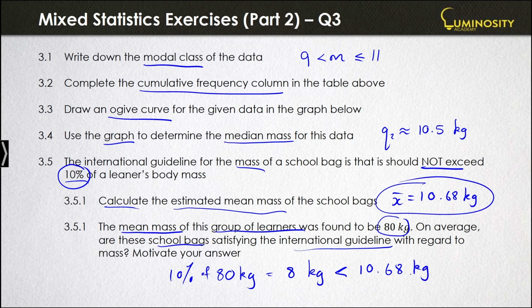So what can we conclude from this? Well, since the mass of the school bags on average outweighs 10% of the average student's body mass, we can say that this school is not satisfying the international guideline for the mass of a school bag. All right, so something will need to be done here in order for students to reach that value, because maybe they are carrying too many textbooks, the textbooks might be weighing too much, the equipment might be weighing too much, and so on. So the school needs to take that into account.